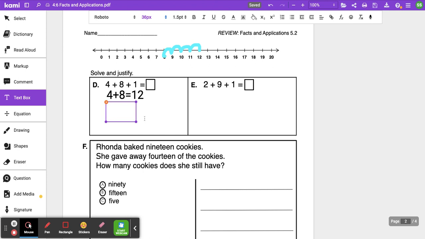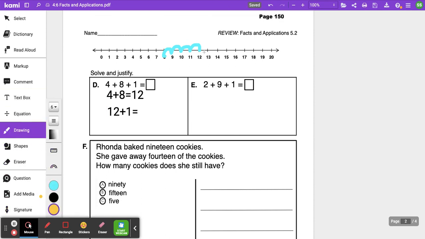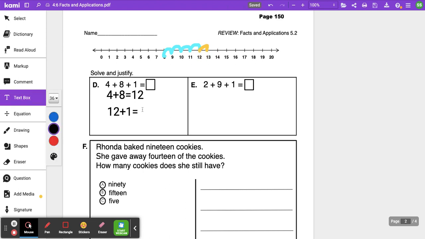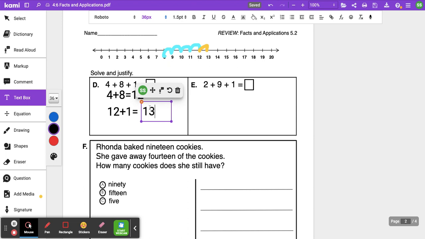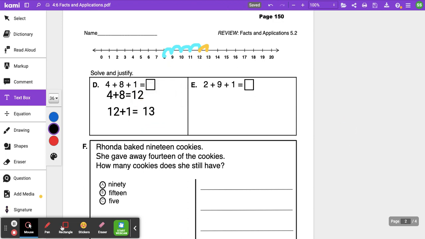Now I'm going to do the next term. 12, and I need to add 1, because it was 4 plus 8 plus 1. 12 plus 1 equals, that's right, just one more. 12 and one more makes 13. So here my answer is 13.